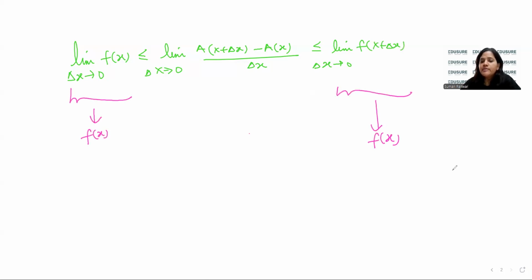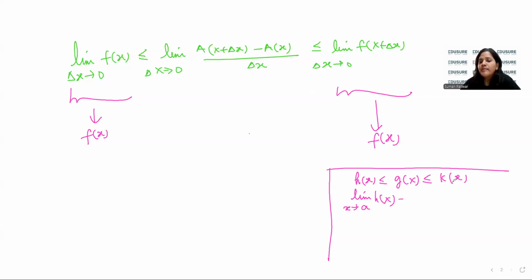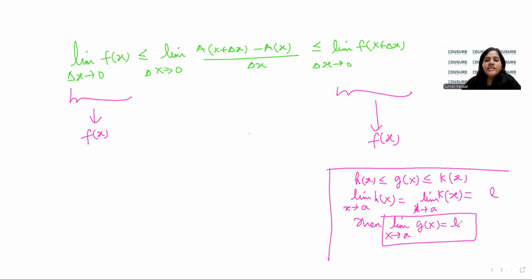Now there is a very famous theorem on limits, the sandwich theorem, which says that if h(x) is less than or equal to g(x), which is less than or equal to k(x), are three functions such that the limit as x tends to a of h(x) is equal to the limit as x tends to a of k(x), equal to L, then the limit as x tends to a of g(x) is also equal to L. So by this, we are going to get the result for the limit as delta x tends to 0 of [A(x + delta x) minus A(x)] divided by delta x.